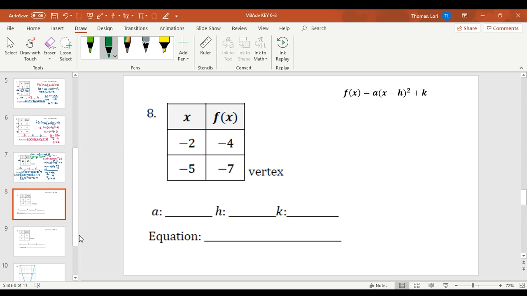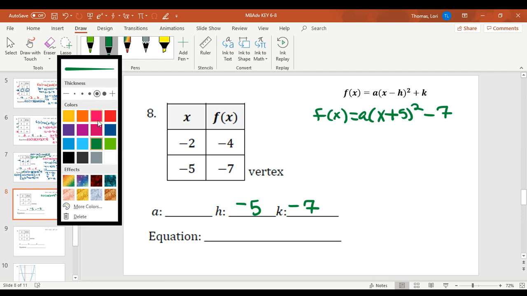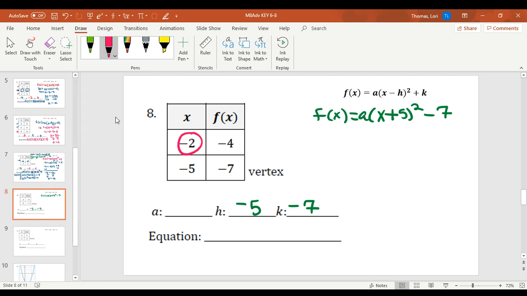Here's the vertex. Here's the other point we're going to use to find the a value. So my h is -5 and my k is -7. I have x minus -5 minus 7. And we're going to plug in -2 for x and -4 for f of x. And we're doing all this to find the value of a.